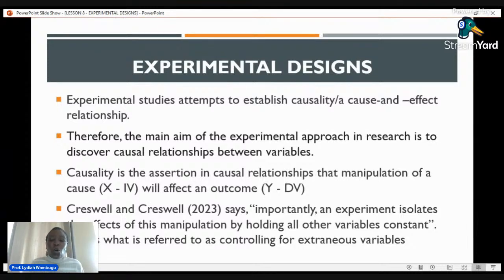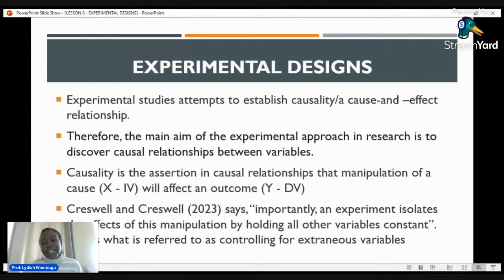And this is what we call controlling for extraneous variables. And even when we discussed extraneous variables, I think in our lesson 4, we talked about an extraneous variable as that variable that must be controlled because it confounds the relationship between primary IV and DV. So you must identify an extraneous variable and you must control for it. That means you must remove its effect. So in experimental, this is a must.